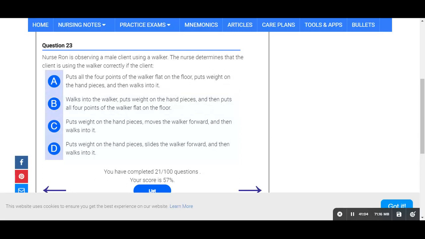Okay. Nurse Ron is observing a male client using a walker. The nurse determines that the client is using the walker correctly if the client puts all 4 points of the walker flat on the floor, puts weight on the hand pieces, then walks into it.